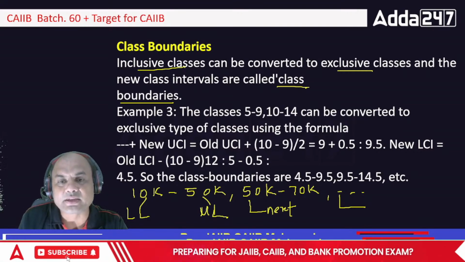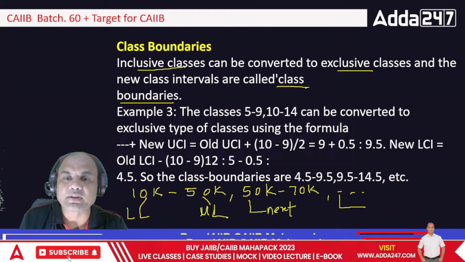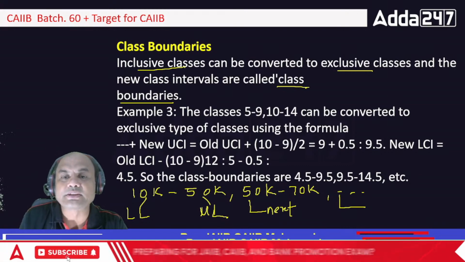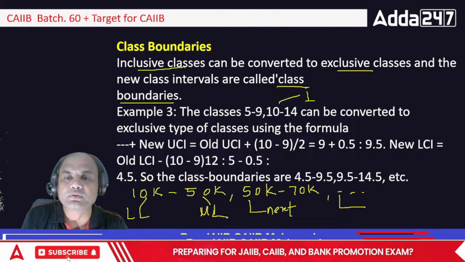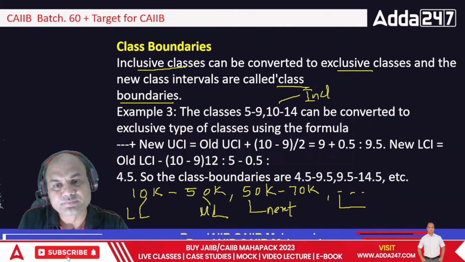Suppose I have the answer 9 here, that will come in the same class. Suppose I have the answer 10 here, that will come in this 10 to 14 class. So this is the inclusive type. So what will I do? I'll convert this to exclusive. How will I convert? See this.